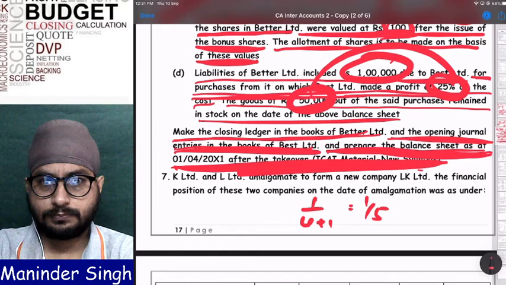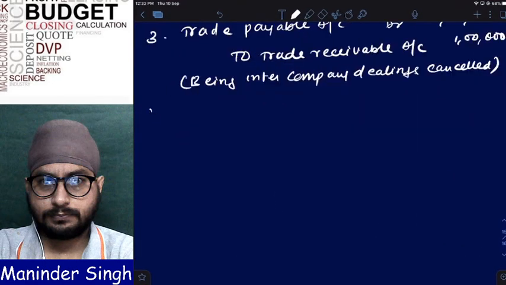This intra-group transaction should be adjusted in capital reserve. 10,000 I have to remove from capital reserve. Now what will happen to capital reserve? Will it increase or decrease? Always remember, intra-group transaction is adjusted in capital reserve. Now don't ask, sir, what if capital reserve will not be there. It will be there. Clear? Decrease. Decrease means what? Debit or credit?